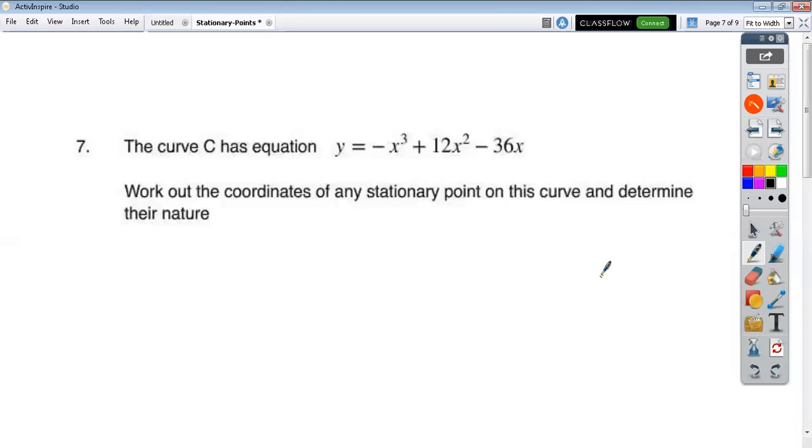Work out the coordinates of the turning points and determine their nature, and it will be like 10 marks or 8 marks in your exam. So let's do it stage by stage. You now have an idea.